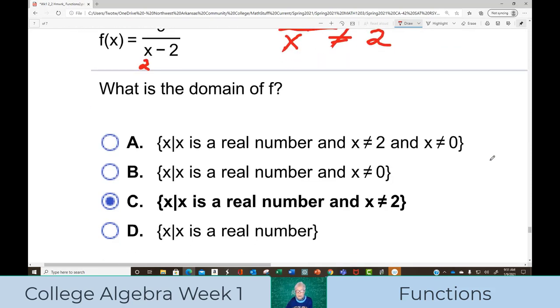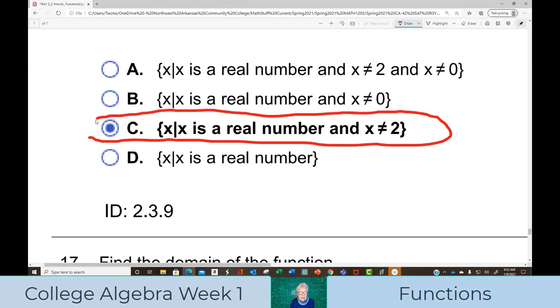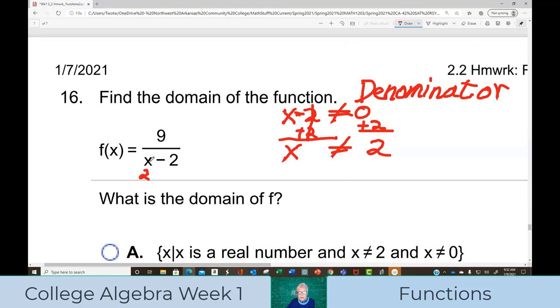So, we pick. X can be any real number except 2. 2 is the only troublemaker. So that's why this is the answer right here. X can equal 0. If x is 0, you'll have 0 minus 2, which is negative 2. There's nothing wrong with the number negative 2. It's the whole denominator, x minus 2, that cannot equal 0.